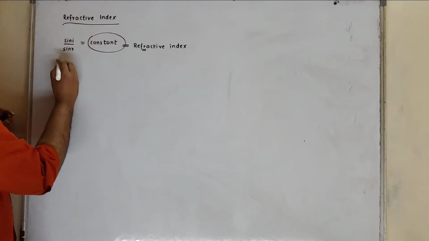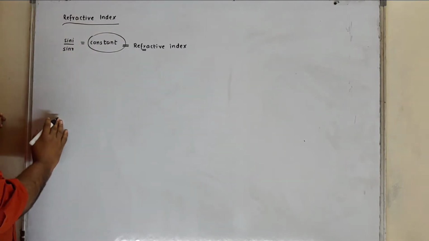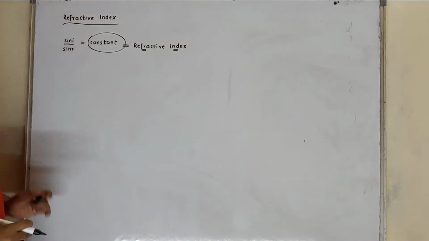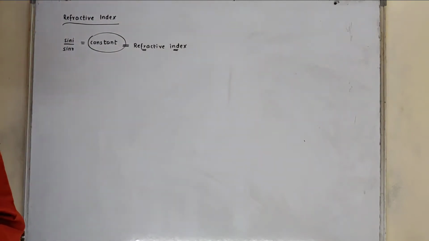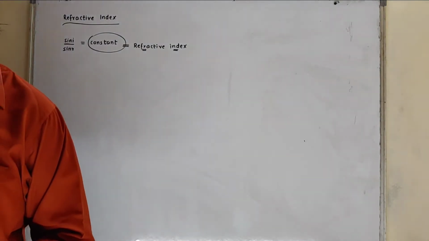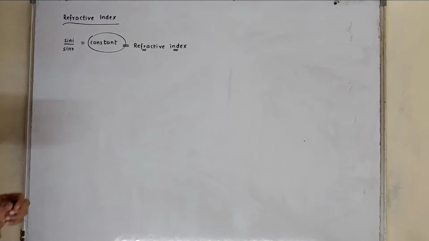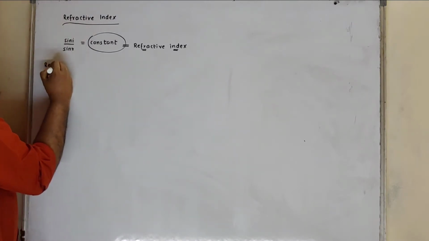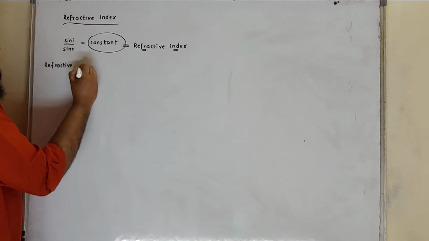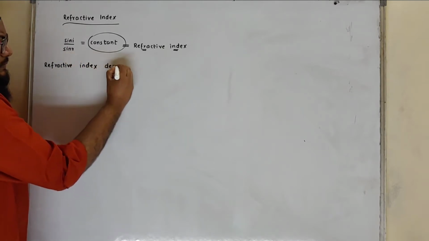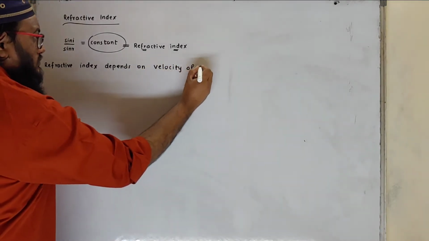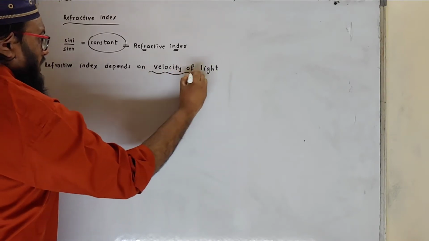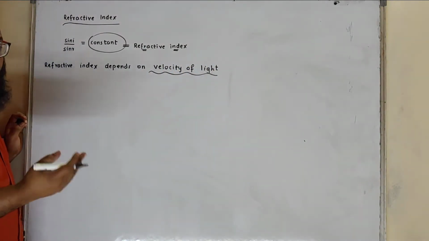The value of refractive index is different in different media. Media is plural for medium. As well as we can say the value of refractive index is different for different media and also for different colors. Then refractive index depends on velocity of light, and as we all know, velocity of light is different in different medium.